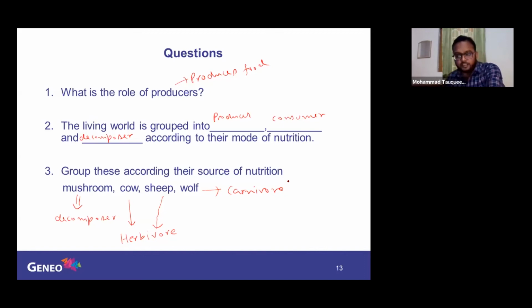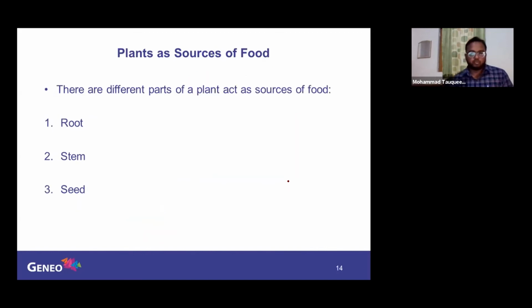So let's move to another slide. Plants as a source of food. For plants as a source of food, you must remember that there are three parts of plant that are used as a source of food: root, stem, and seed. So you have to remember what are the three important parts of plant that can be used as a source of food. You have to say root, stem, and seed. And I used to say leaves also. Leaves also, but in the book it is not mentioned. That's why I'm not saying. But leaves are also, because we used to eat spinach.